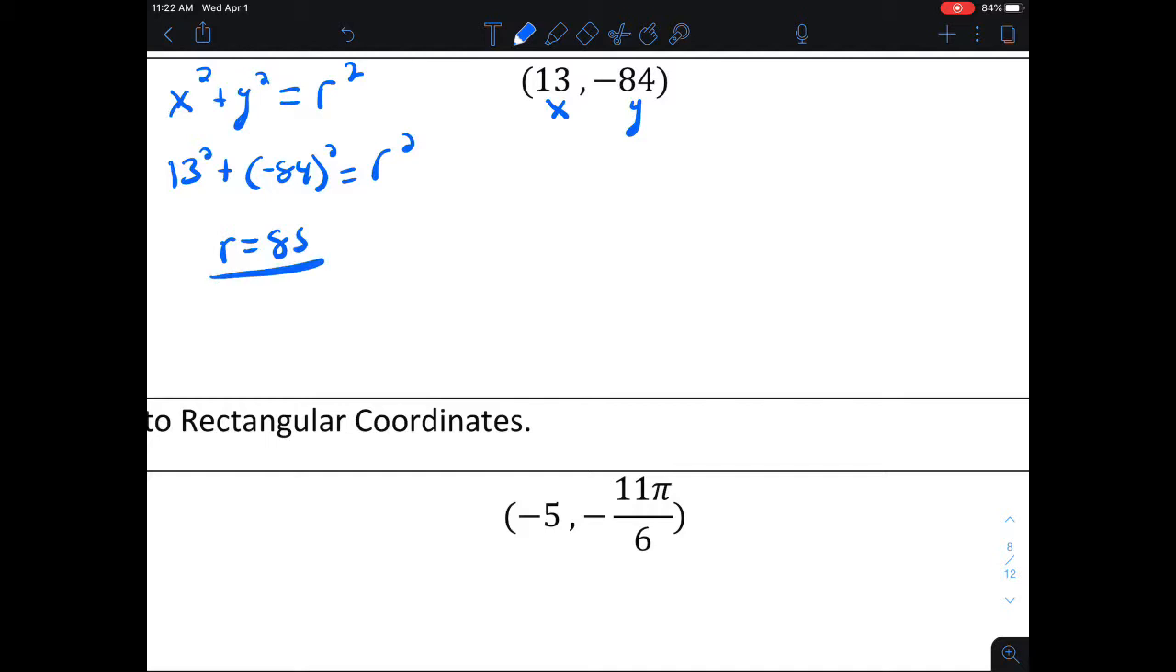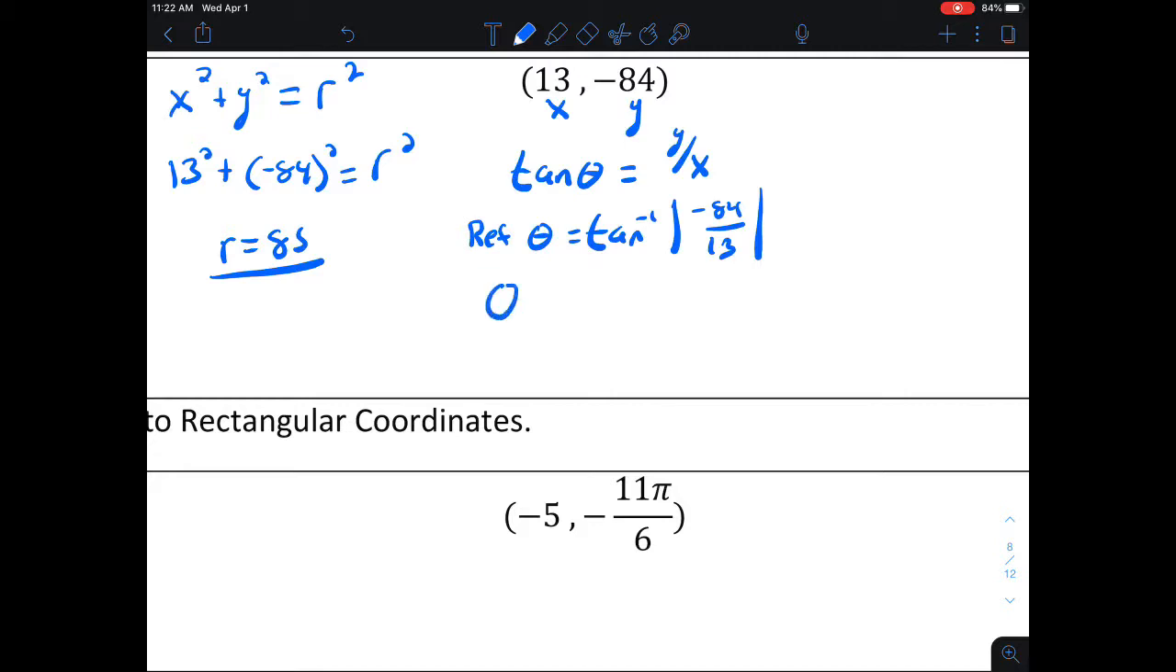Now I just have to find the angle measure. And so we'd use the tangent function. Tangent of theta on this coordinate plane is equal to y over x. And we're going to solve for that reference angle. So the reference angle of rotation is going to equal the inverse tangent of y over x in this case. So negative 84 over 13. And we're in radians, so we're going to get theta for our reference angle. It's going to come out to be approximately 1.42.